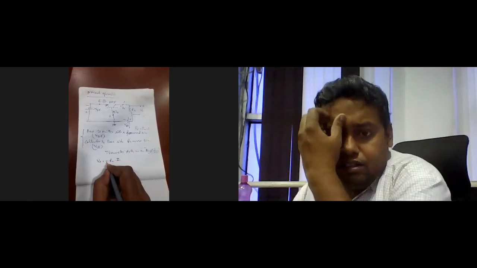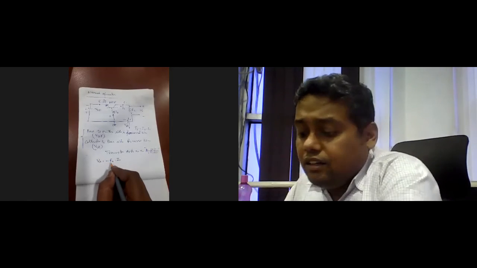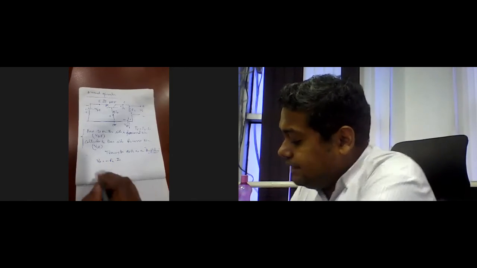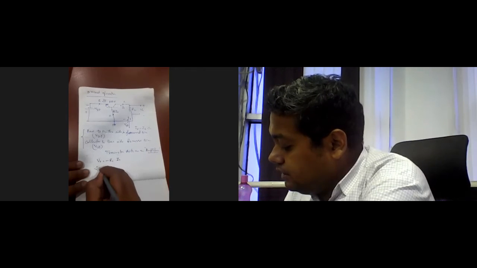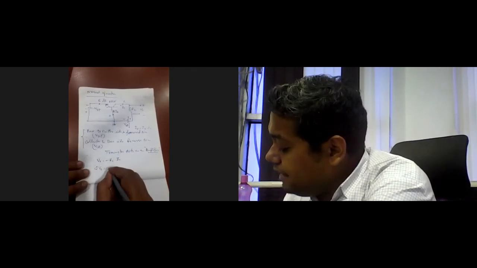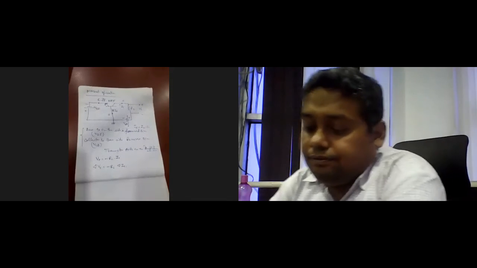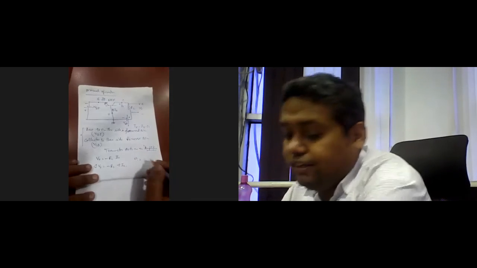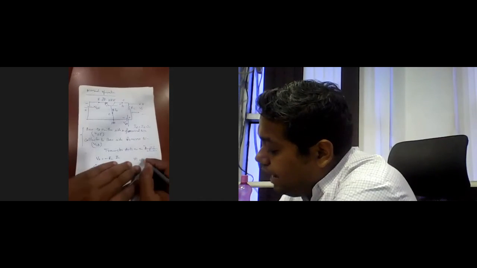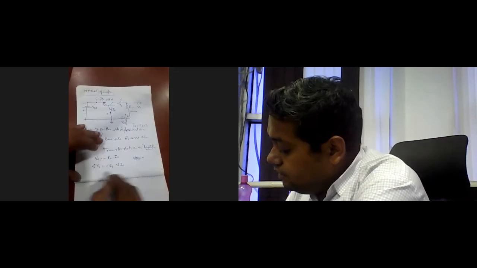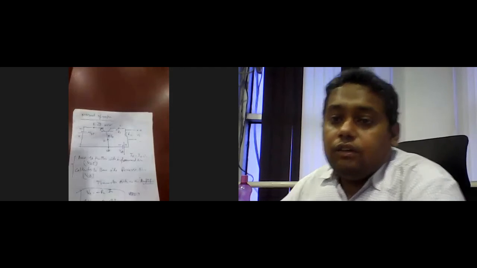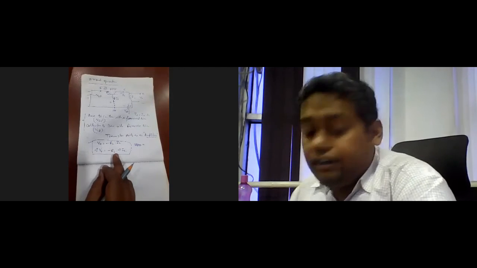Why is it minus? Because both directions are opposite to each other. So minus RL into IC. If we take the small change of V0, that is minus RL into del IC. Is it clear? And from this portion, we will take V0. We take the output voltage V0 equal to minus RL into del IC.